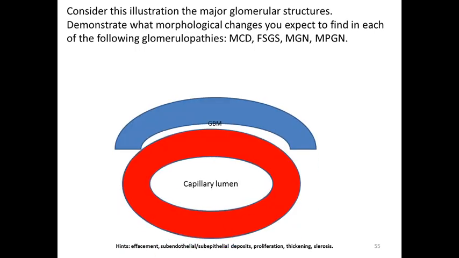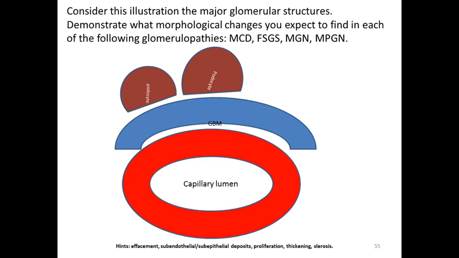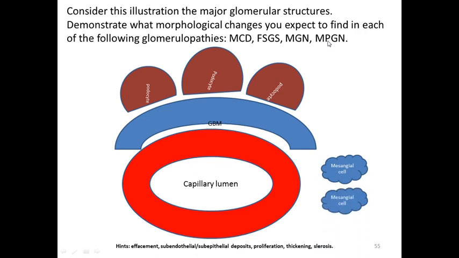This is a very important illustration that I would like you to see. You consider this illustration as the major glomerular structures and demonstrate what morphological change you expect to find in each of the following glomerulopathies. What do you expect to find in the minimal change disease? What do you expect to find in the focal segmental glomerulosclerosis? What do you expect to find in the membranous glomerulonephritis? And what do you expect to find in the membranoproliferative glomerulonephritis?